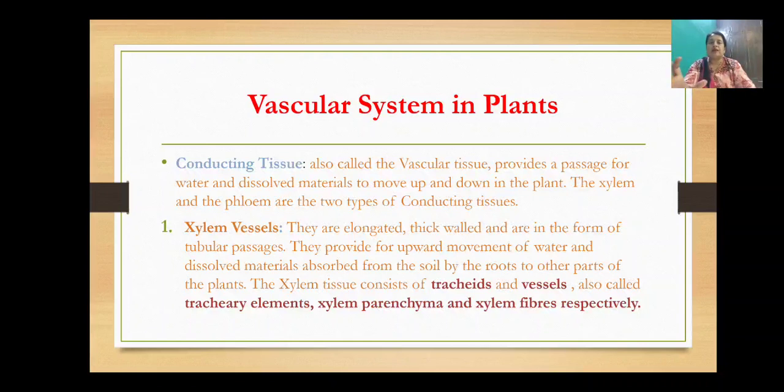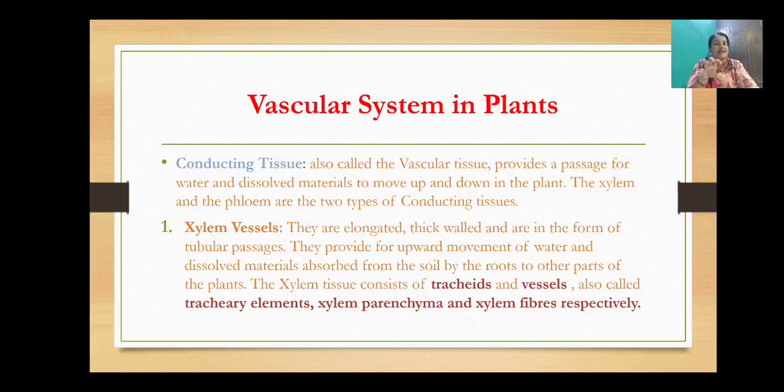They provide for upward movement of water and dissolved materials absorbed from the soil by the roots to other parts of the plants. The main function of xylem vessels is to transport the water and minerals in the plant's body.